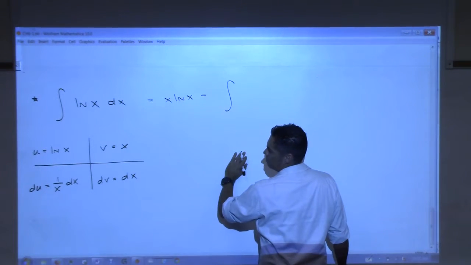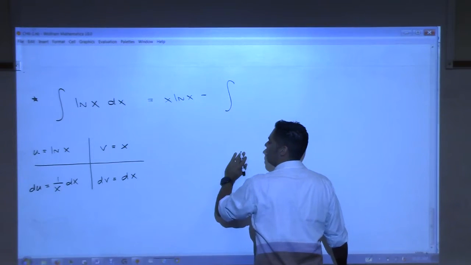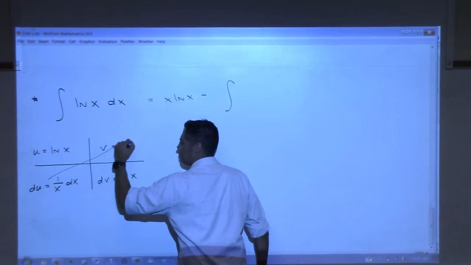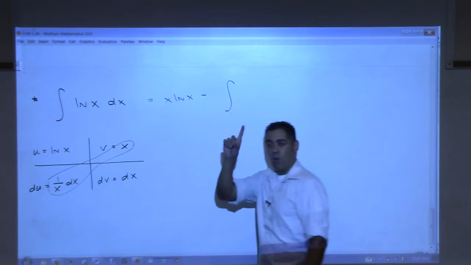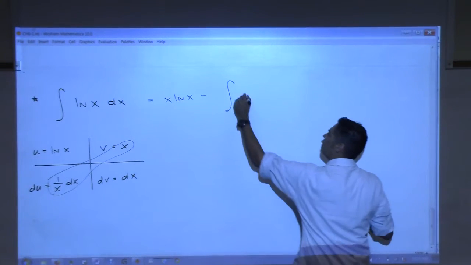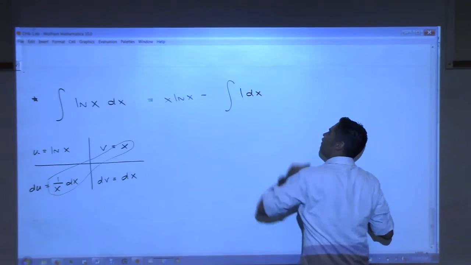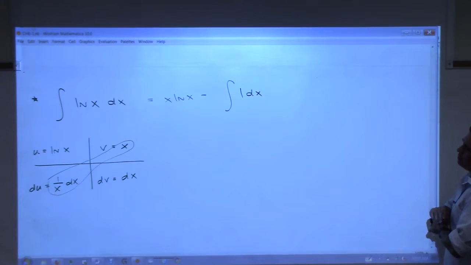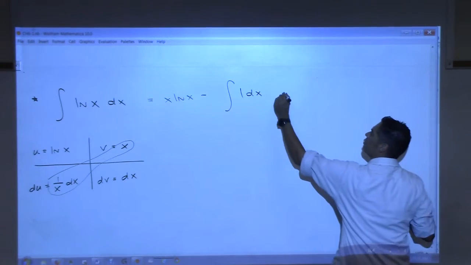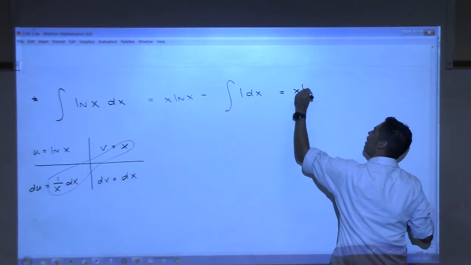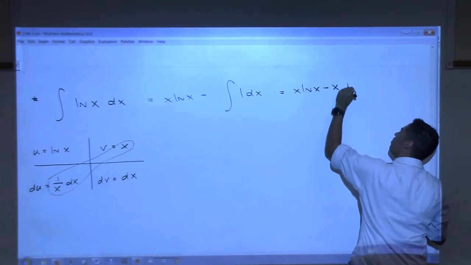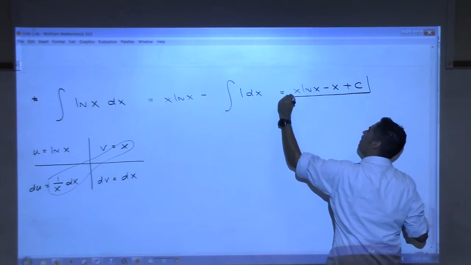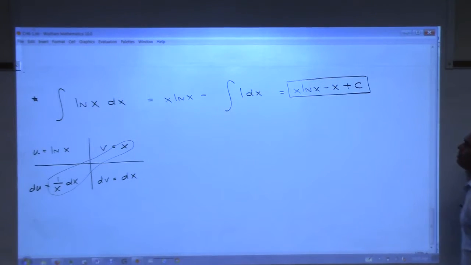Is it okay for me to go ahead and just, you realize that right there is just going to be 1 dx? What's the antiderivative of 1? X. So you just get x ln x minus x plus a constant. That's it. That's the antiderivative of natural log of x.